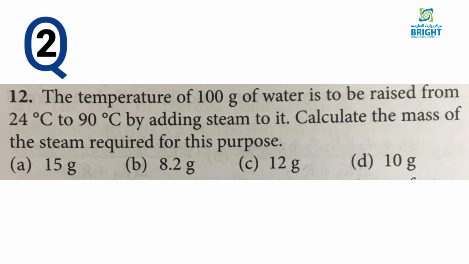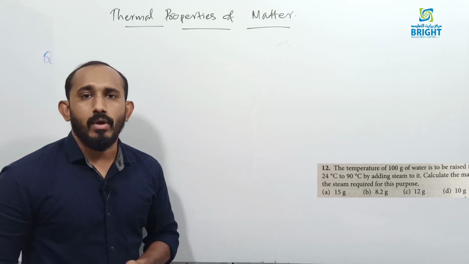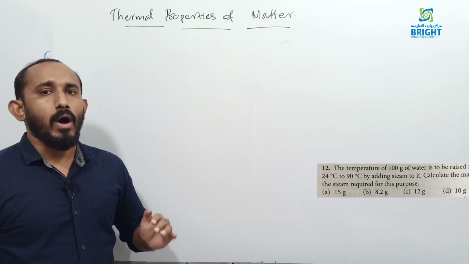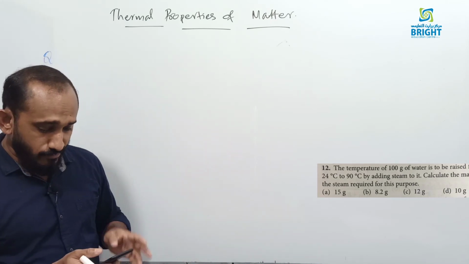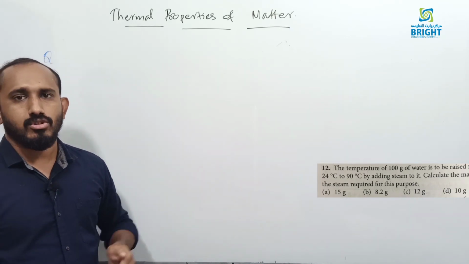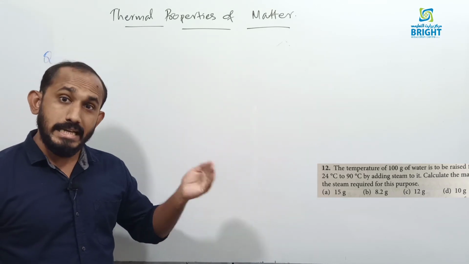The temperature of 100 gram of water is to be raised from 24 degrees Celsius to 90 degrees Celsius by adding steam to it. Calculate the mass of the steam required for this purpose. In this question, we have to use the principle of calorimetry. So you have to add steam to water so that the water's temperature increases from 24 to 90 degrees Celsius. You know, steam will be at 100 degrees Celsius. So steam will lose heat and water will gain heat.